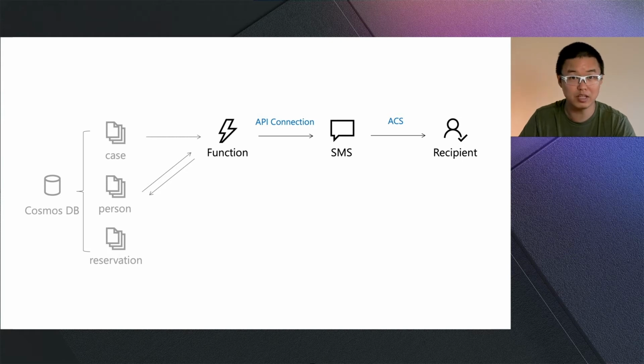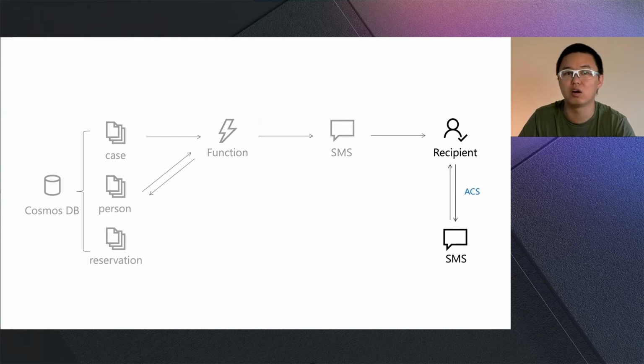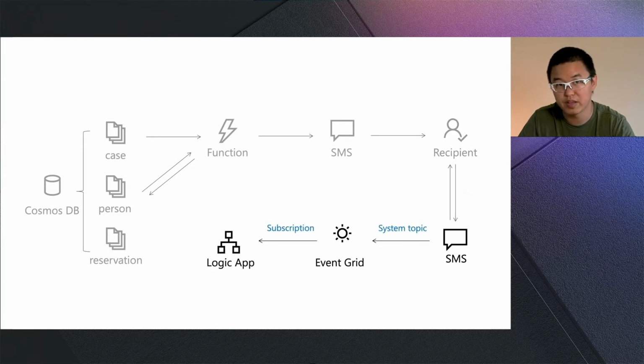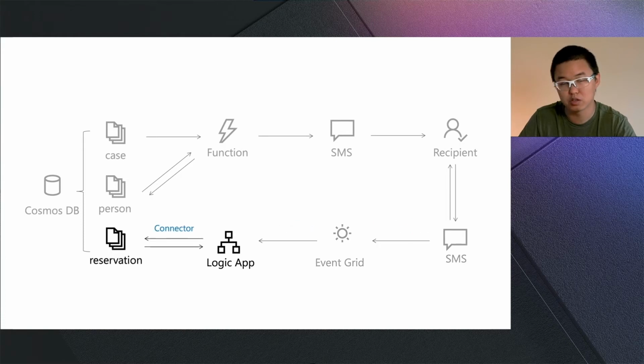Users can then reply to the message, requesting detail on how to get tested. The reply would go back to Azure Communication Service, and it will raise a system topic through Event Grid. The event is being subscribed to by a Logic App workflow. The workflow will query the reservation collection from Cosmos DB using a connector, and then reply with the next available appointment time to the recipient.